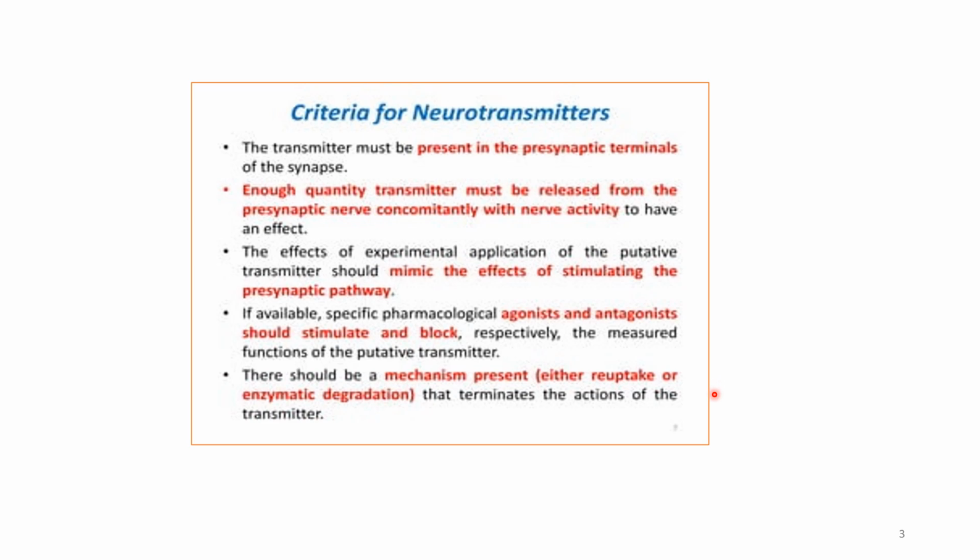Next, there should be a mechanism present that terminates the actions of the neurotransmitter. So what is that mechanism? It may be reuptake or enzymatic degradation. That mechanism should be present at the synaptic level to terminate the actions of the particular transmitter. So these are the criteria for calling a substance a neurotransmitter.